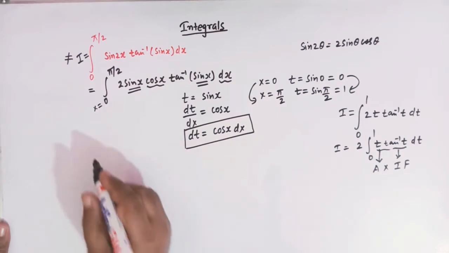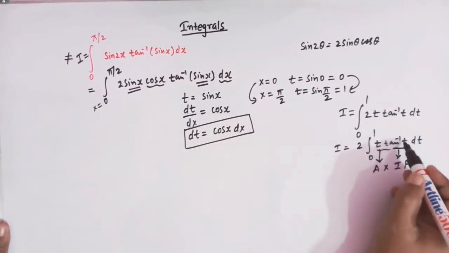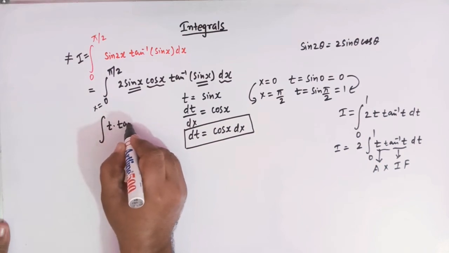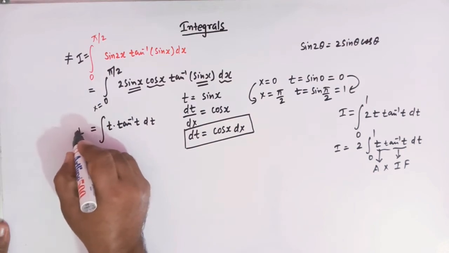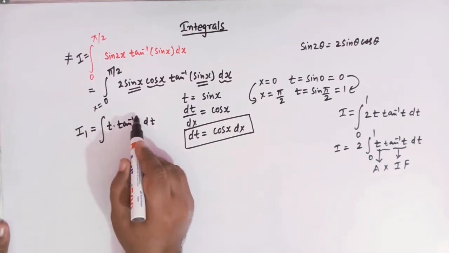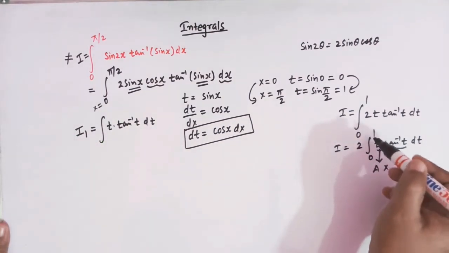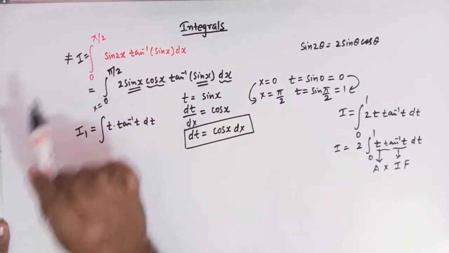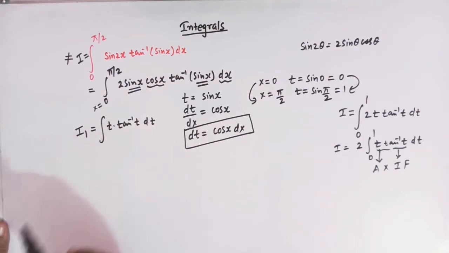So first of all, what we will do, we'll find out the indefinite integral of t times tan inverse of t, right? And we'll call this integral as I1, right? And once we get the value of I1, we can substitute the limits and we'll take the difference, and we can easily get the value of I, right? So let us first find out I1 by method of integration by parts.